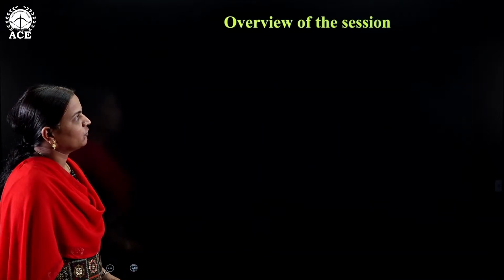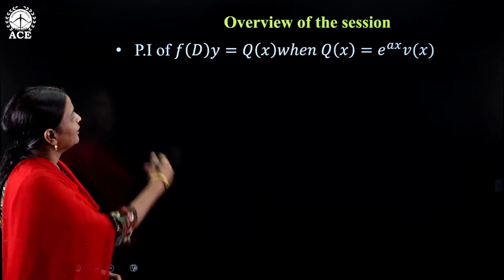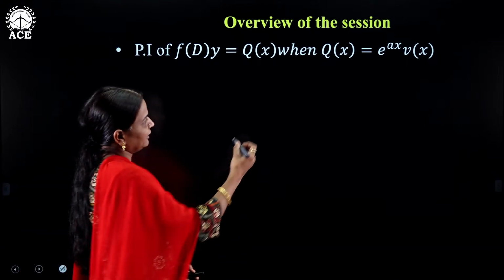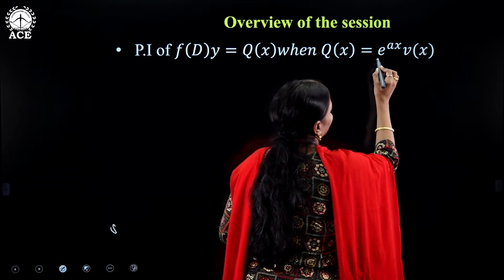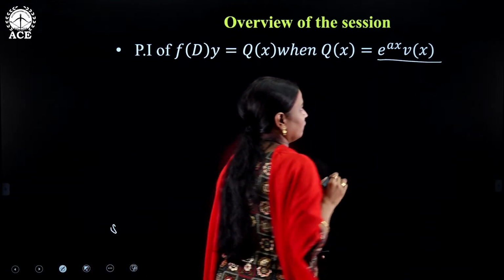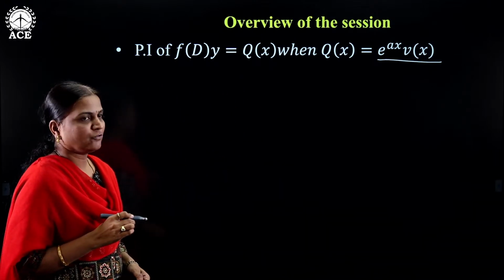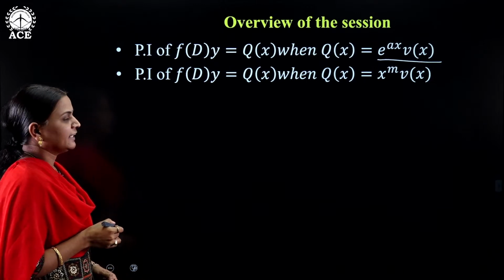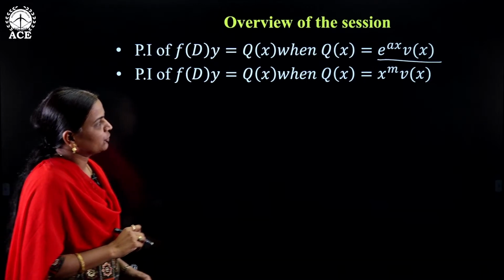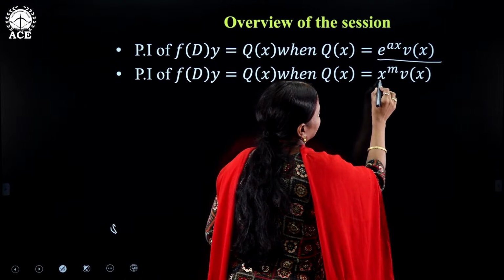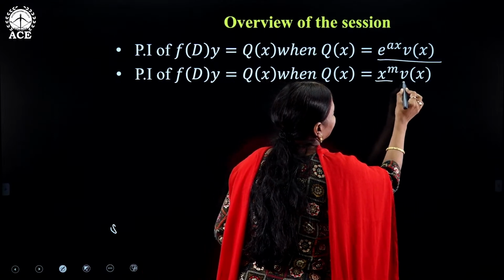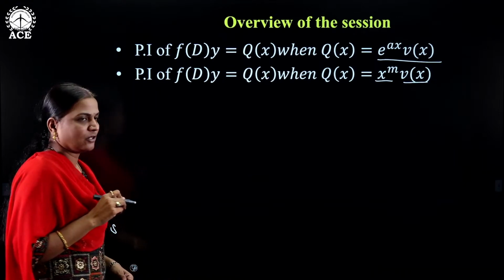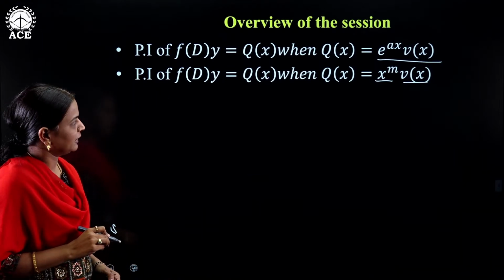So the overview of this session is: today particular integral of f of d into y is equal to q of x when q of x is equal to e power ax into v of x, where v of x is some function. Next, particular integral of f of d into y is equal to q of x when q of x is equal to x power m into v of x. These two are the direct methods to find out the particular integral.